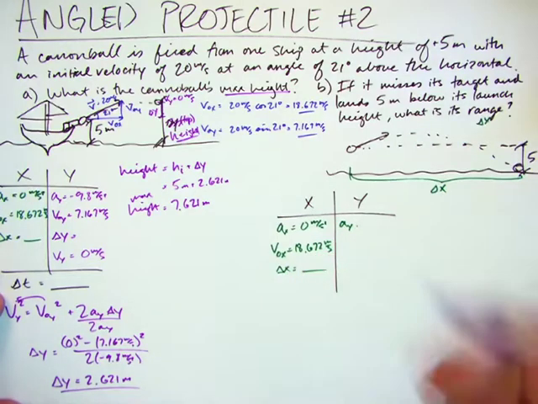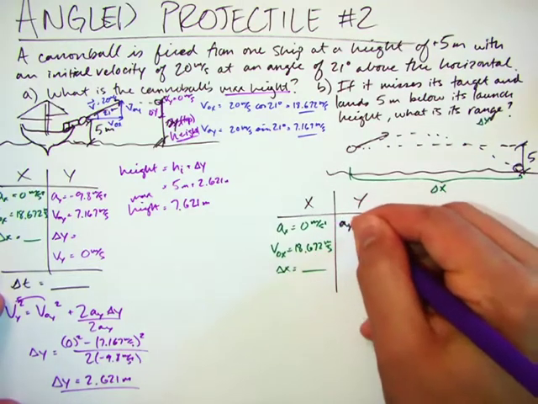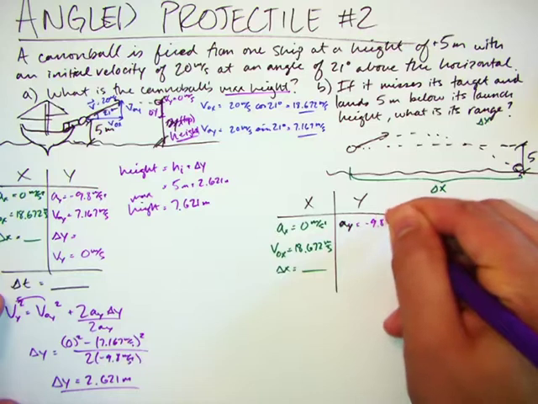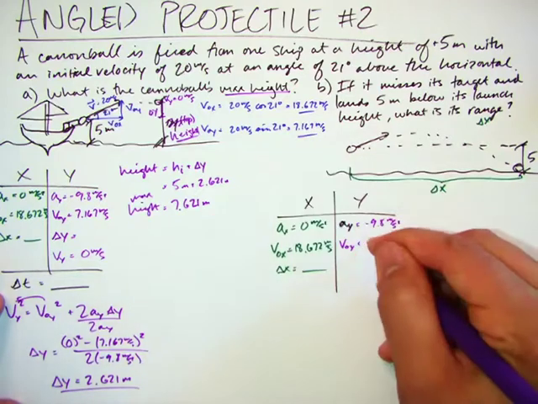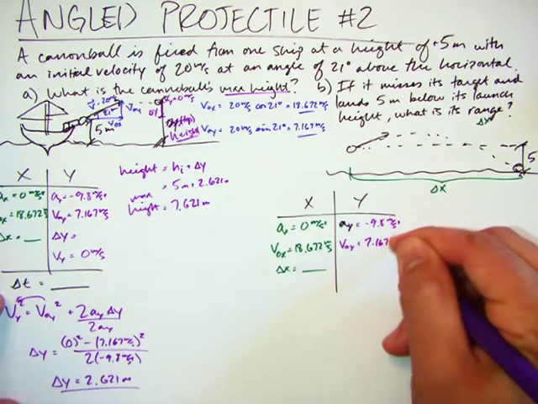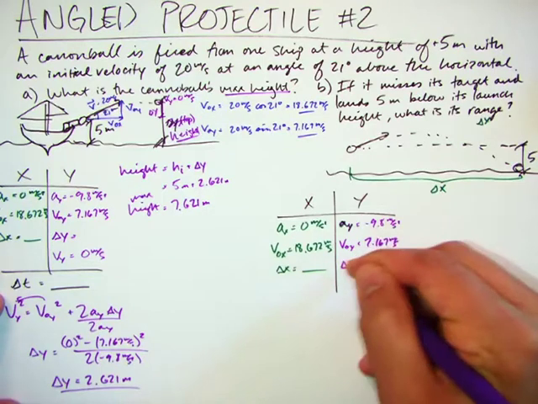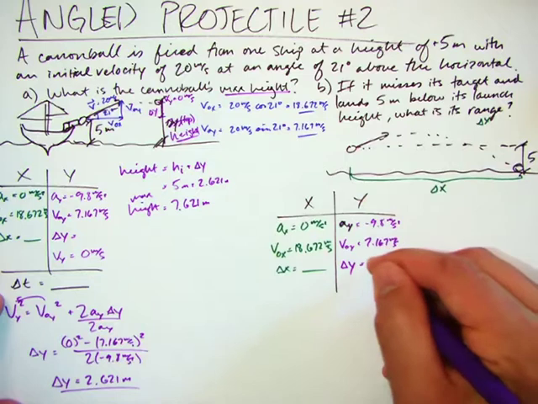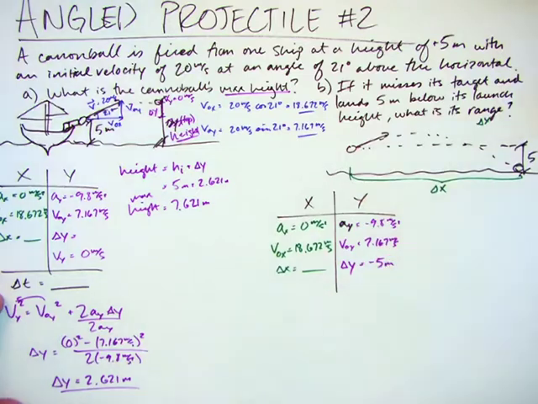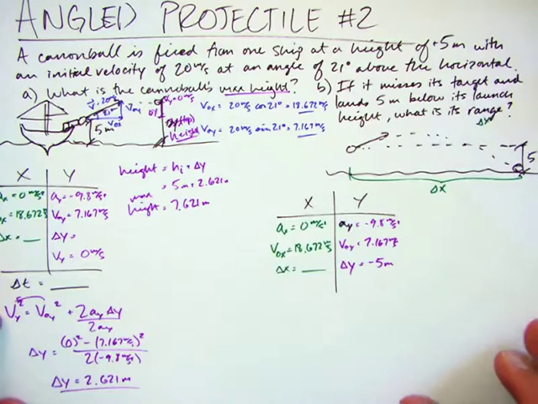And ay is negative 9.8 meters per second squared. V naught y is the same, which is 7.167 meters per second. Now delta y in this case, I'm landing 5 meters below where I started, so I'm going to take my delta y as negative 5 meters. And what do I want to find here? I want to find delta x.